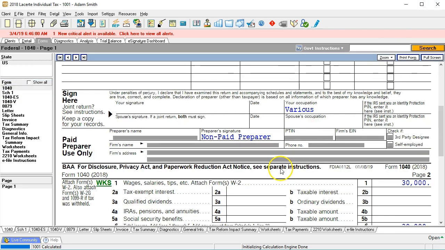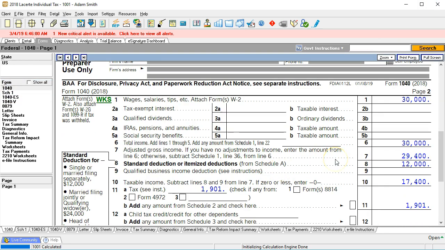Scrolling through the 1040, you can't actually see it on the 1040 because they tried to minimize. I think they try to take as many lines out of the 1040 as possible. So we have the 30,000, and then it's reduced by those items on Schedule 1 to the 29,400, which is a benefit because that's going to lower the taxable income. And then we're going to subtract out the 12,000 standard or itemized deductions.